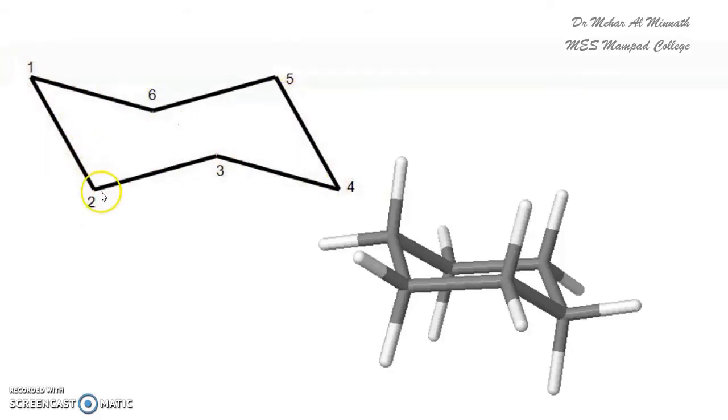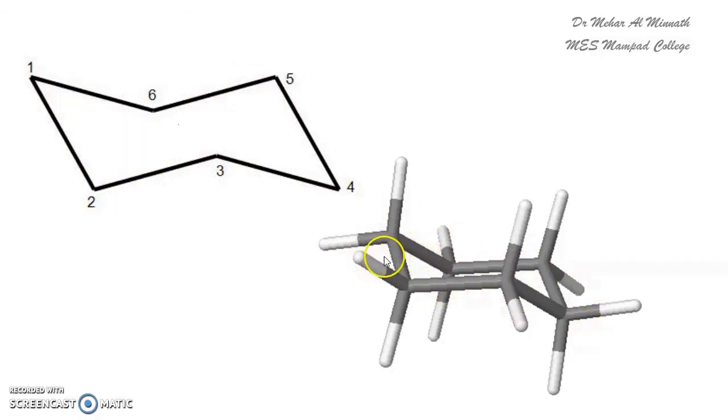The C1, C2 bond must be parallel to the C4, C5 bond. The C2, C3 bond must be parallel to the C5, C6 bond. And the C1, C6 bond must be parallel to the C3, C4 bond. So this parallel nature of the bonds is to be maintained. This is how we draw the chair form of cyclohexane. Now here you can see, this is the chair form.